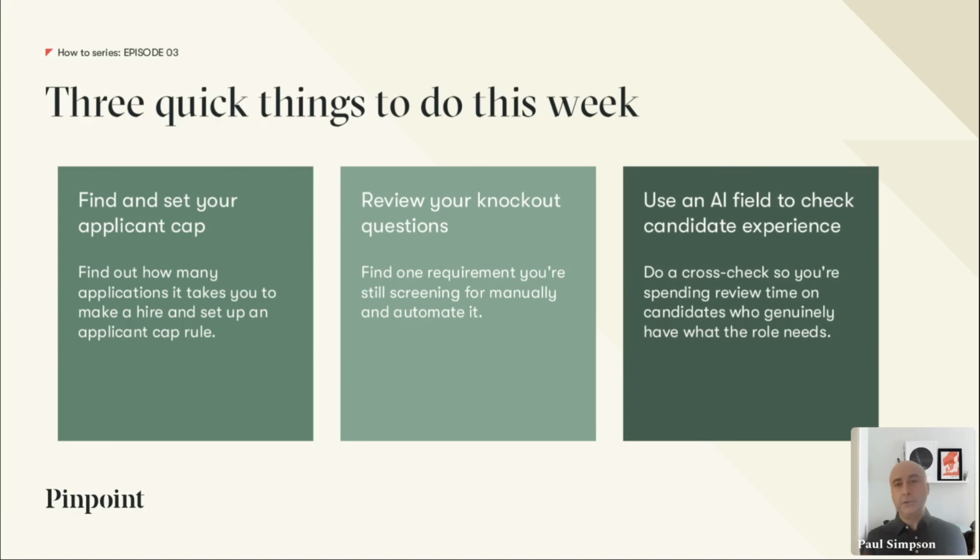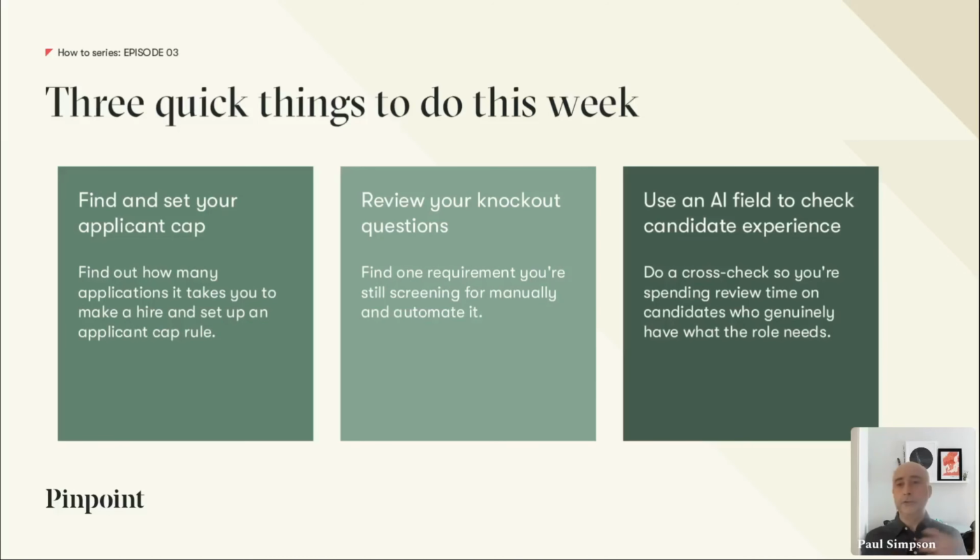Second, make sure you review your knockout questions. Think about those as the non-negotiables, the must-haves. Go into your most active job and ask yourself, are there requirements that I'm still manually checking and expending a lot of time and brain power on that the system could just handle for me? Find one and automate that. That's how you start narrowing down before you've opened up a single application.